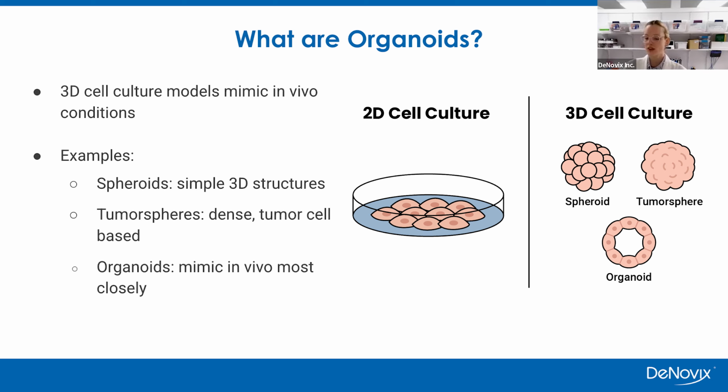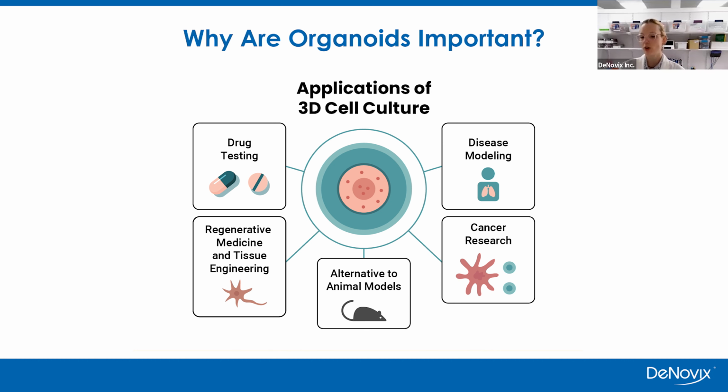Why are organoids important to the scientific field? Some of many applications would be drug testing for rare diseases, studying regenerative medicine and new tissue engineering approaches. They can help you study disease mechanisms and disease modeling, and cancer progression research. And what is very cool is that this is becoming an alternative to animal models, which ends up being a less expensive alternative.